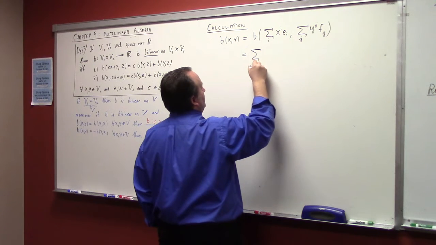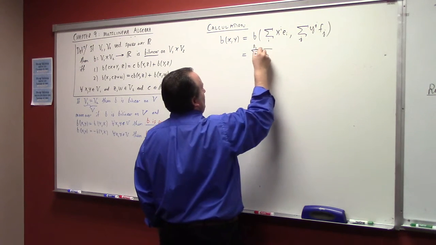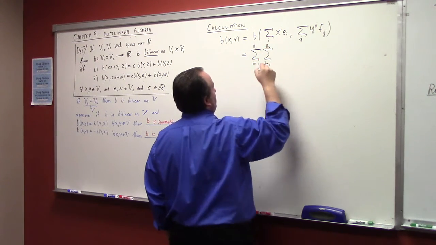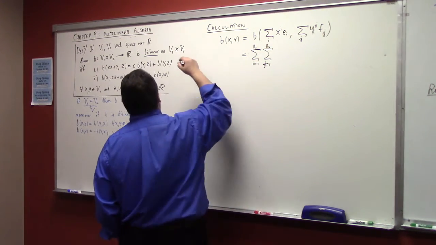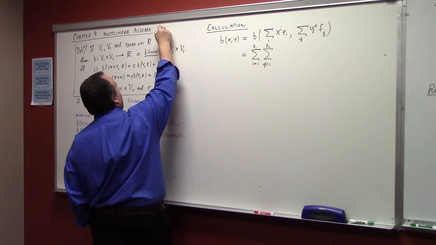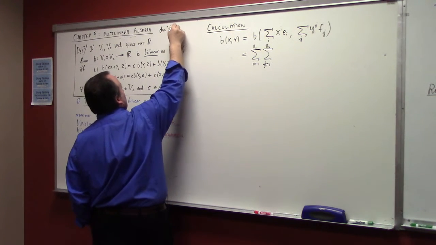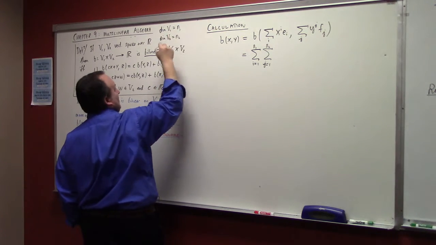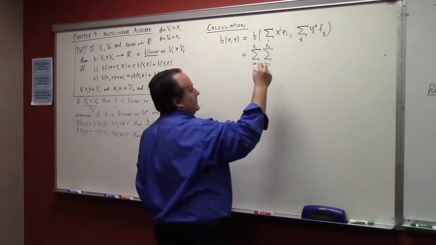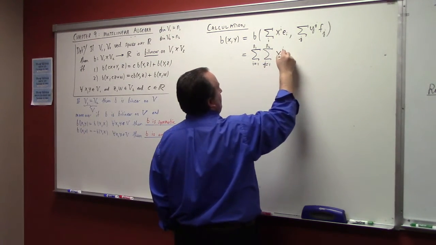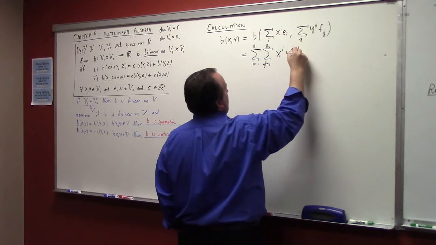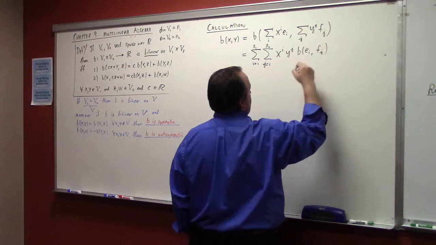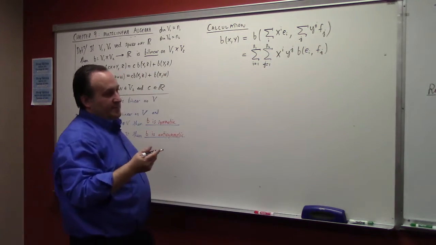So sum i equals 1 to n1, sum j equals 1 to n2, where of course I'm saying that the dimension of V1 is n1, the dimension of V2 is n2. Okay, great. And we've got ourselves an x upper i, a y upper j, and then we got ourselves B of e i, f j. All right, wonderful. Now what?